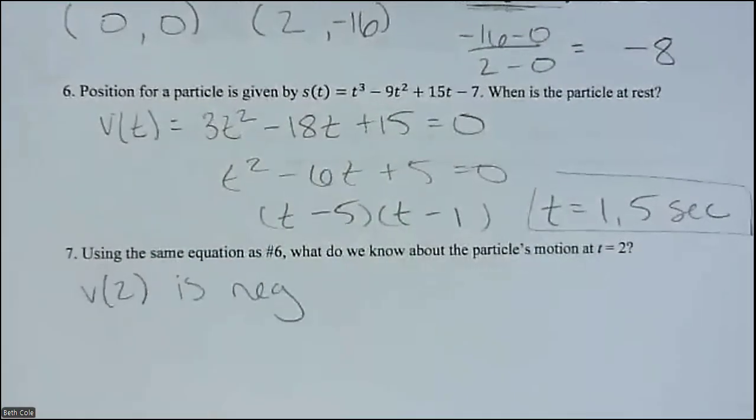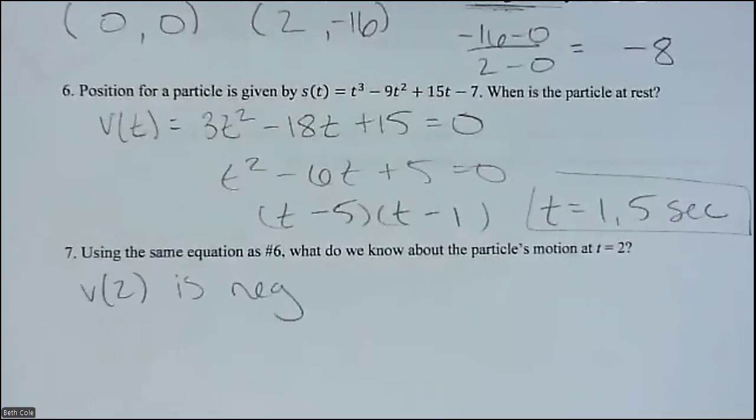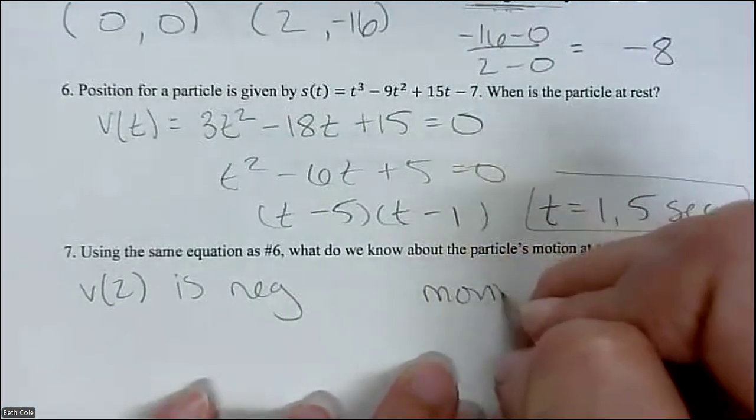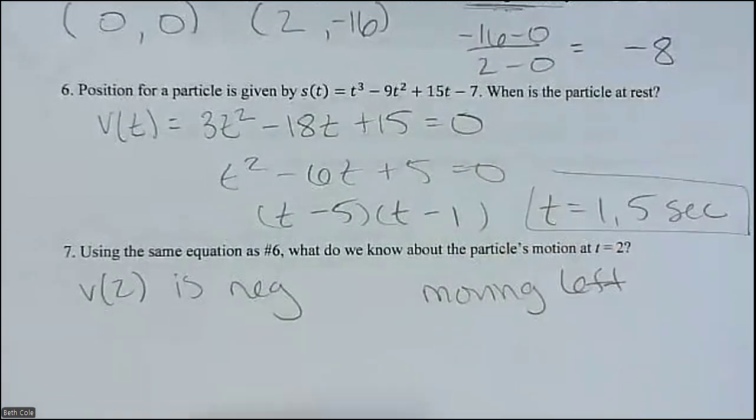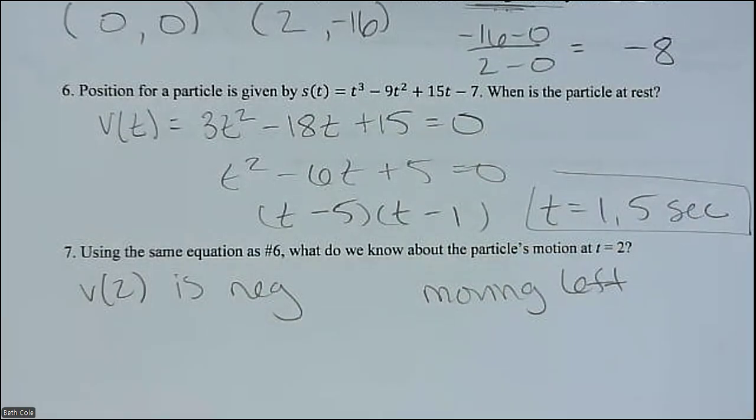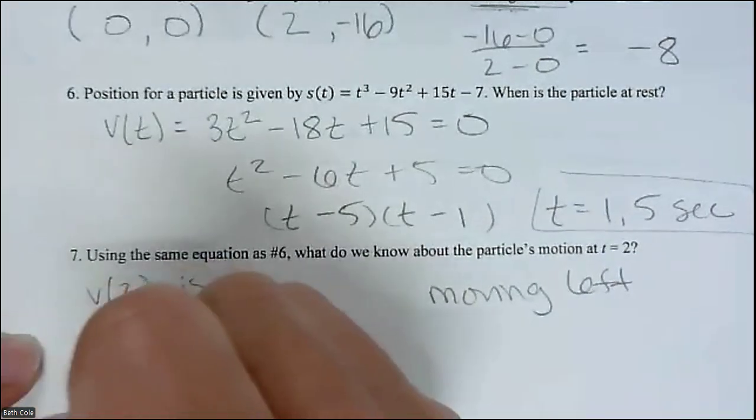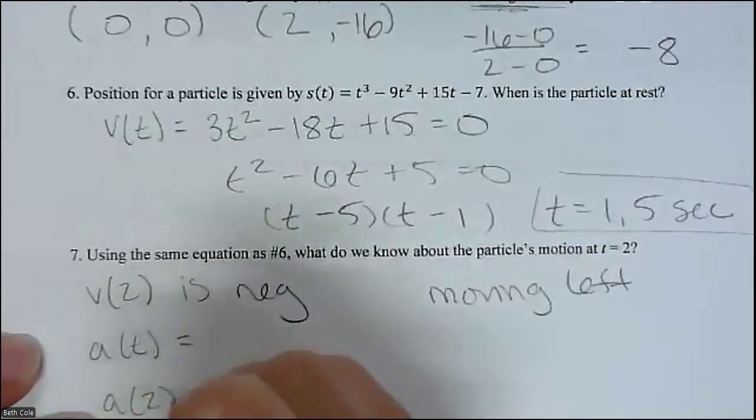So what does that mean if your velocity is negative? Moving left. Good job. And if it was a story, it might mean moving backwards or moving downwards, or, I almost think they're easier if there's a story attached because then you can visualize. So moving left. All right, and then we're going to get our acceleration and we're going to plug 2 in.